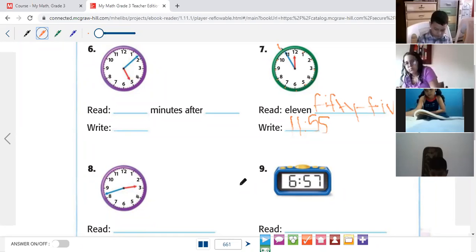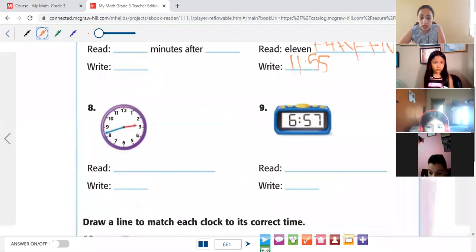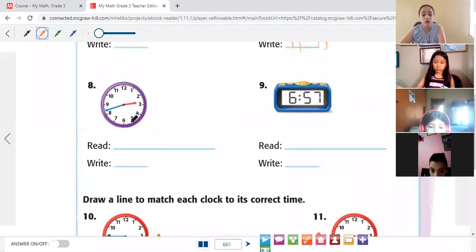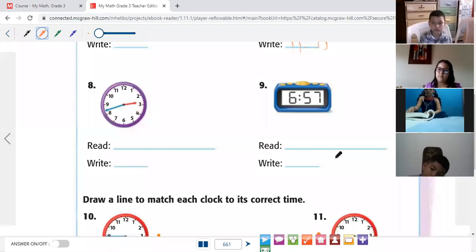Okay, 11:55. Let's continue with number 8. Okay, let's do it together. Now, first we have to write the time in words and then in numbers. So let's read. Now, for this example, Patito is going to help me. Hi, Pato.